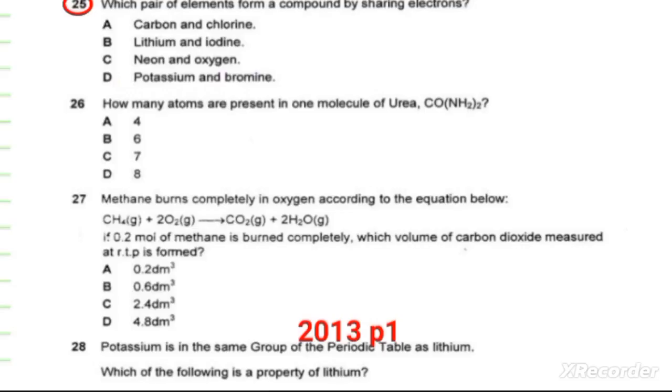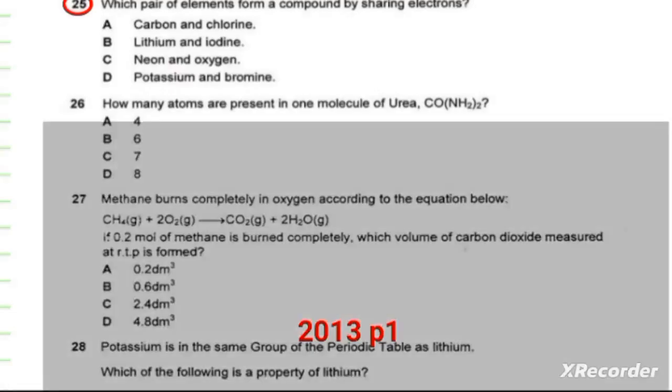If we remember very well, we said covalent compounds are compounds formed between or among non-metals. So lithium is a metal, potassium is a metal. And neon is a noble gas. It is coming from group 0 or group 8 or group 18, and these are called noble gases. The noble gases are stable in nature, hence they cannot react with any element.